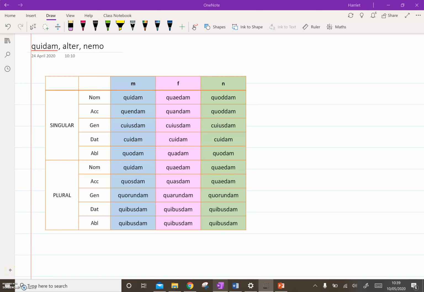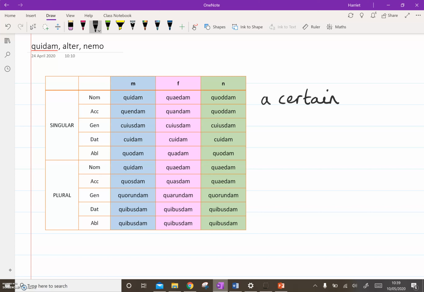Right, boys, we're taking a break from the indirect statement and we're going to look at some pronouns today. The first one that we're going to look at is the word quidam, which means a certain. So a certain emperor was ruling Rome, or we saw a certain woman in the forum.